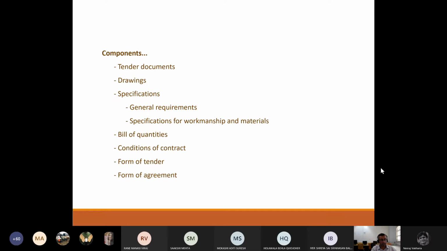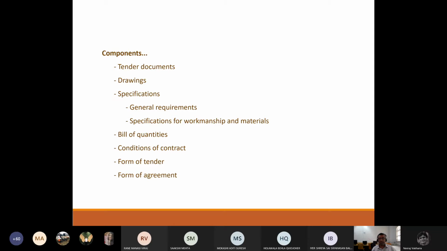So if we look at this, I just spoke about, from the bottom, the form of agreement, and we have the form of the tender. It comprises of the bill of quantities, and usually the tender document comprises of the specifications, which have the general requirements of the project, and what is the kind of workmanship and material that is used, and the drawings. That comprises the entire tender document.